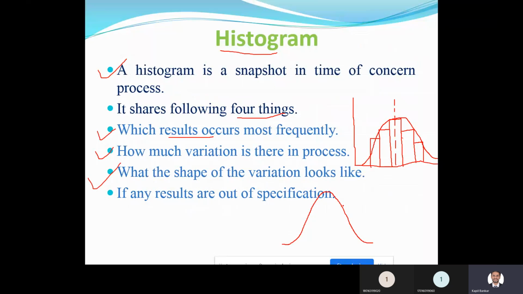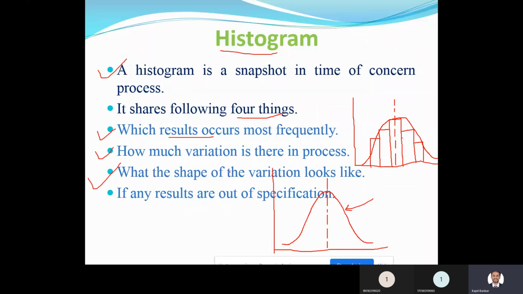This is the center point of the shape, this is the boundary line, and this is the vertical line. So this shape is called the bell curve shape. If you get this shape, then you can tell that your data is normally distributed.